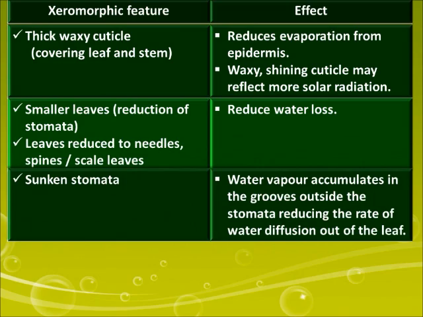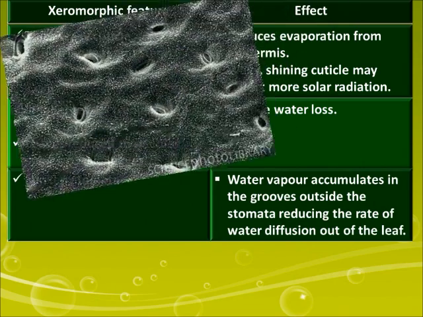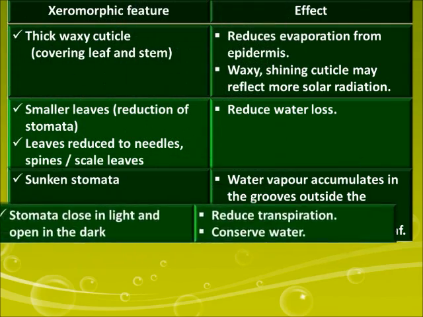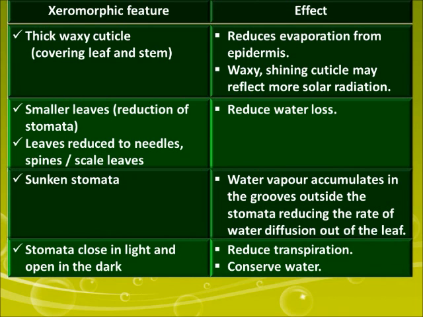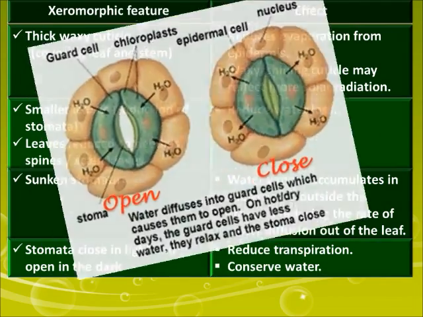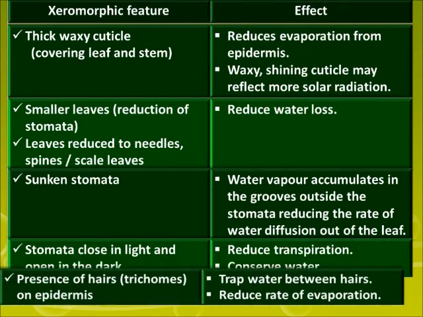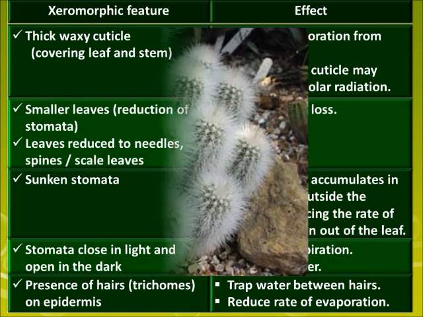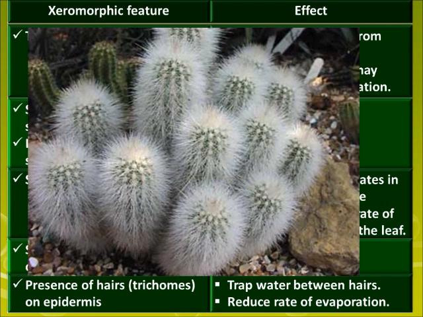Sunken stomata. Water vapor accumulates in the grooves outside the stomata, reducing the rate of water diffusion out of the leaf. Stomata close in the day and open in the dark. This can reduce transpiration and conserve water. Presence of hairs or trichomes on the epidermis. This can trap water between hairs and reduce the rate of evaporation.